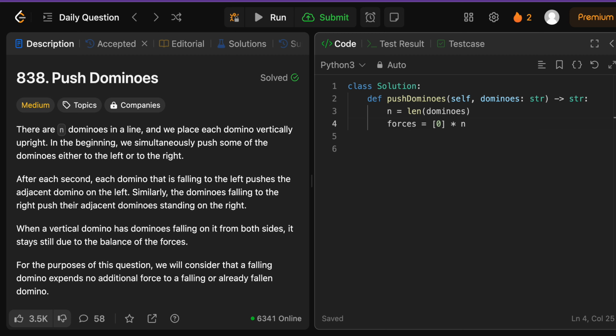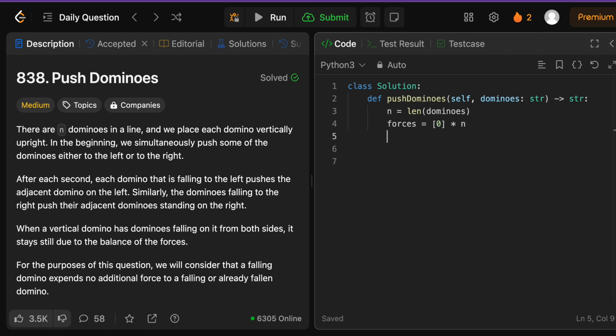So now, the first pass that we're going to do is the left to right pass. This is basically for the right force, or the R force, for all dominoes that are going to the right. This is going to keep track of all the force of dominoes going to the right, and we're going to do another pass for all the dominoes going to the left and sum that up as a net force.